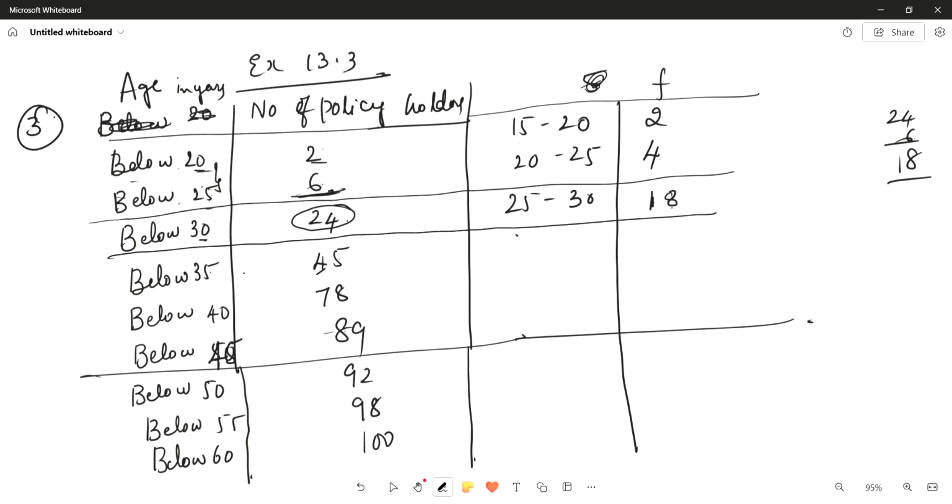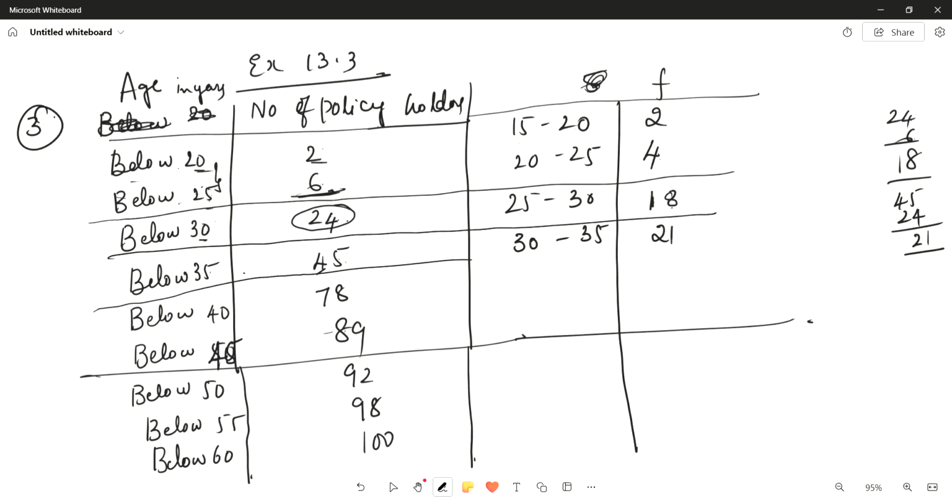So it is 30 to 35. In this age, how many have taken the policy? 45 minus 24. So it is 21 people they have taken. Okay. Now below 35 is done.